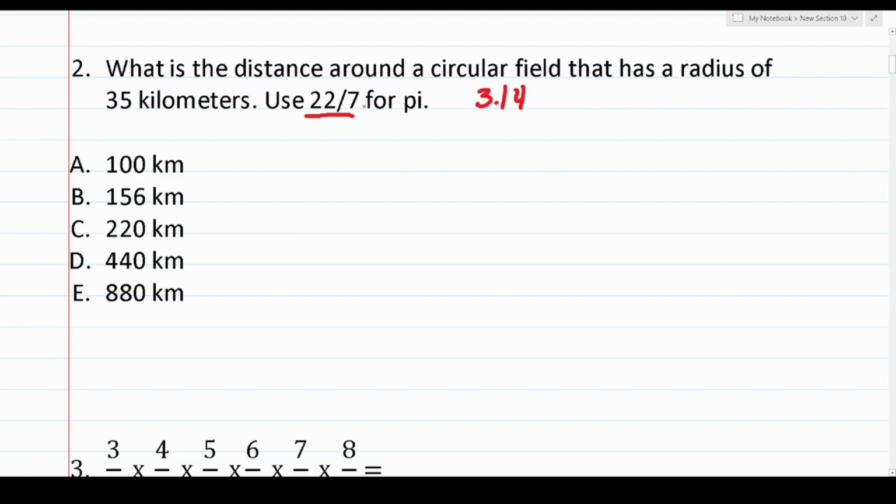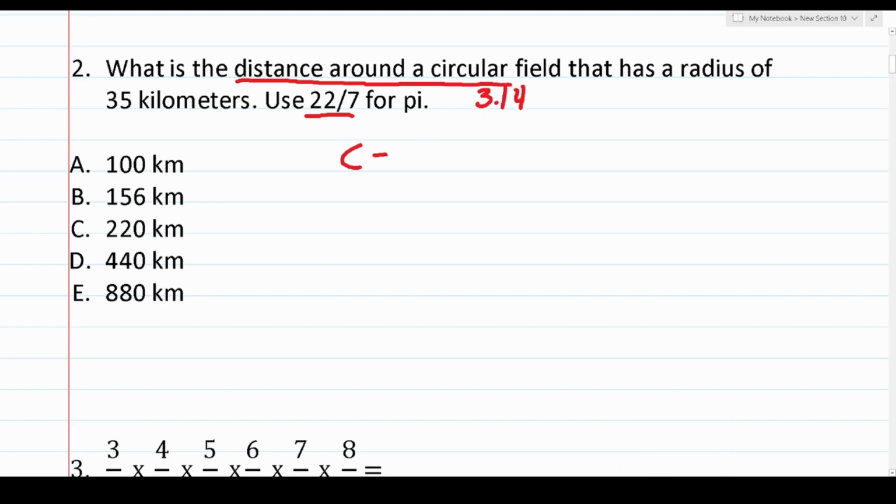Similarly, as we read this question, some information should jump right out at us, notably that we want to find the distance around a circular field. Well, the distance around a circle is found by the circumference formula, and there's two of them. Circumference equals pi times diameter if you have the diameter, or circumference equals 2 pi r, where r stands for radius. In this case, we were given the radius, so that's what we're going to use.